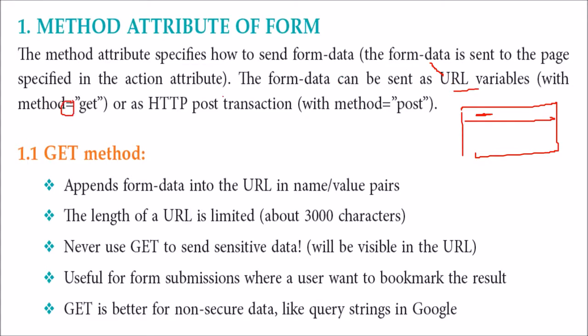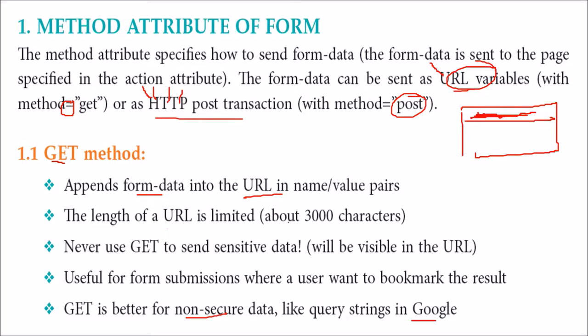If you use the get method, you will find all the values which you have filled in the URL. If you choose post, then the data would go in the form of an HTTP post transaction, hypertext transfer protocol post transaction. The difference between get and post is that get would append the data which you enter in the URL itself. So you are able to see, because if you go to Google and type something, you'll be able to see your data in the URL.